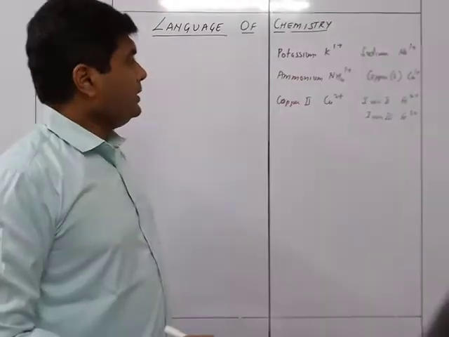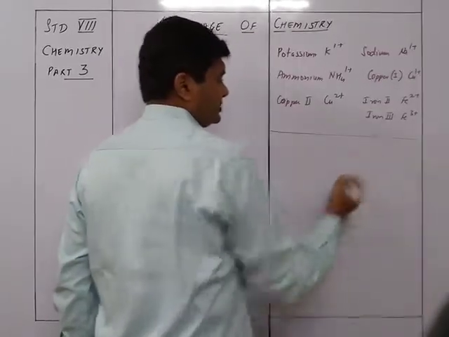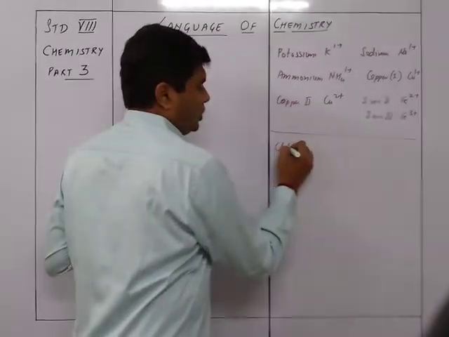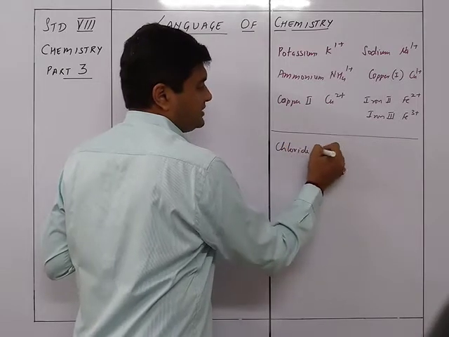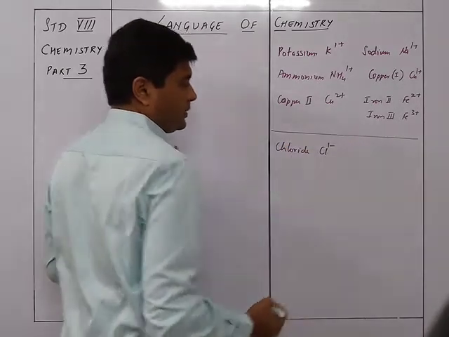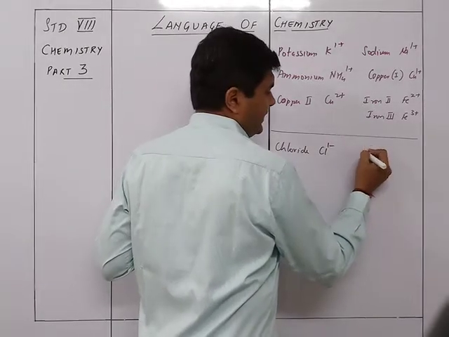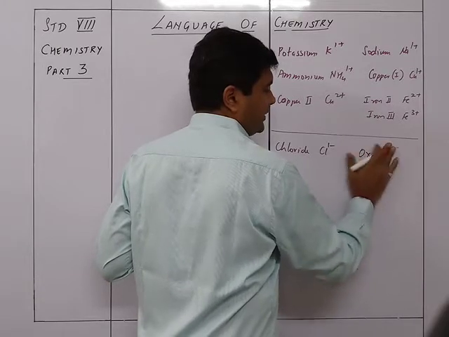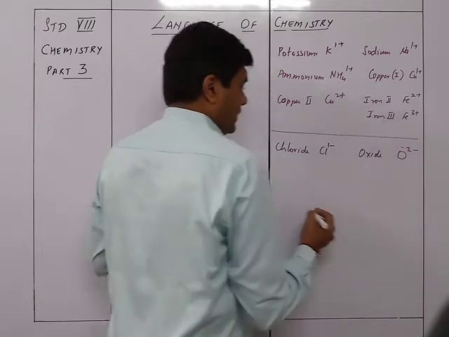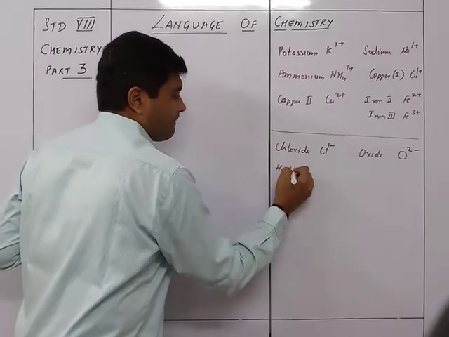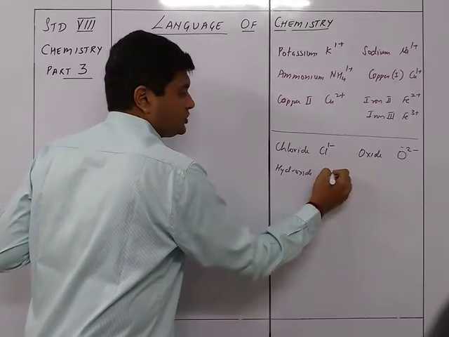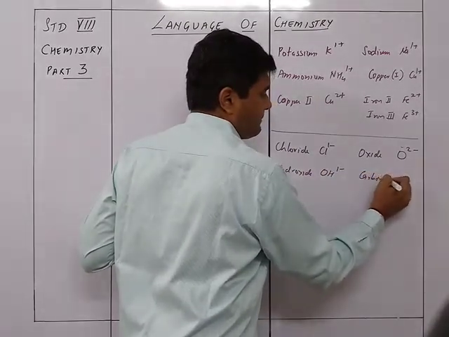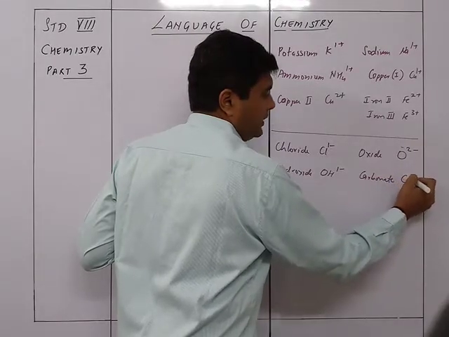And next we will be having some negative radicals. Some negative radicals we can have over here: first is chloride, which is Cl1 minus. We can have another one as oxide, which is O2 minus. We have got hydroxide, which is OH1 minus. We will take carbonate. Carbonate is CO3 2 minus.